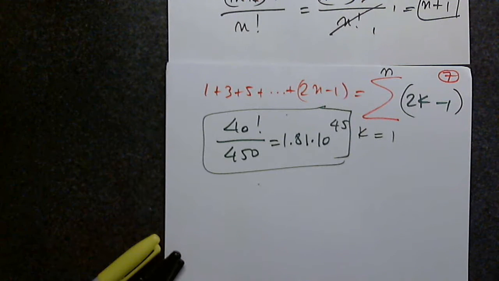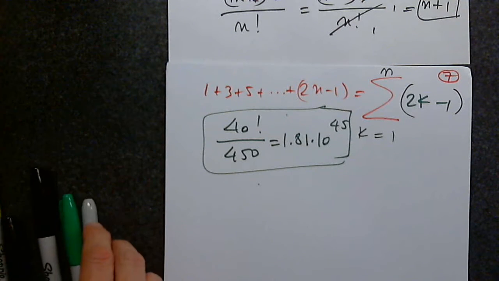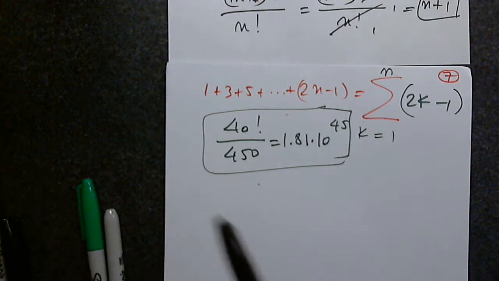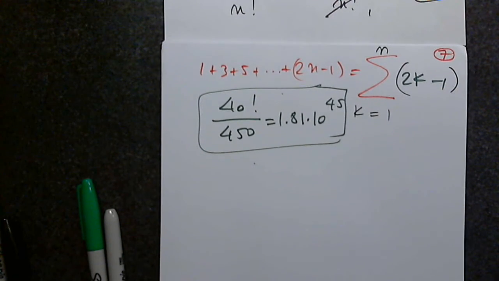Wait, hold on. 1.81. It was 1.813, so it's 1.81. And then it had the E at the end, 45. It's like scientific notation. I see, okay, thanks. Good. So now let's go back and please choose from here.